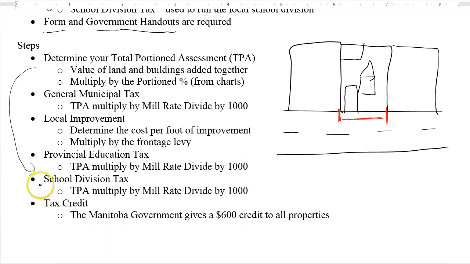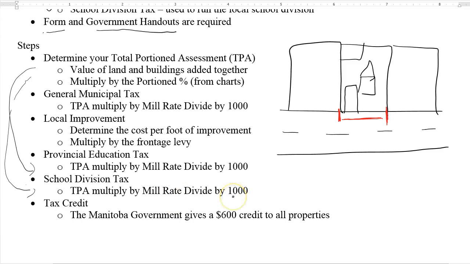The fourth one is our school division tax. And again, we start with our TPA. So our TPA is coming down, and we're multiplying it by the school division mill rate. So the school division will set their own mill rate based on their budgetary needs. And again, we divide by 1,000.